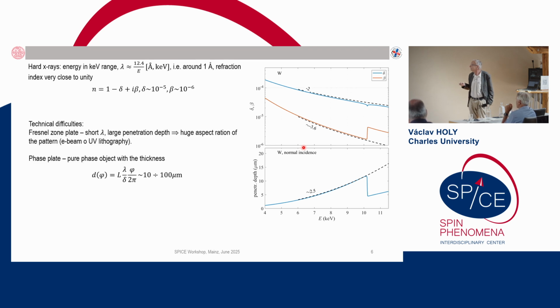Concerning the penetration depth, the penetration depth increases with energy, as you can see, and is a couple of microns, around 10, 15 microns for tungsten. So if we want to make a pure phase plate, just by phase shift due to refraction in the material, the phase plate should be very thin, with a thickness of something like 10 to 100 microns.